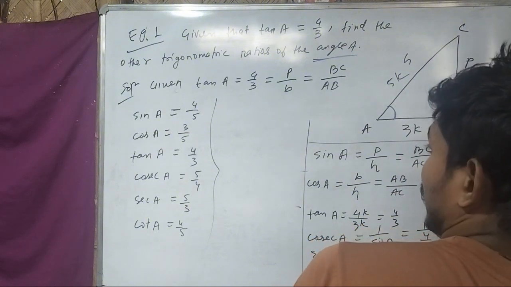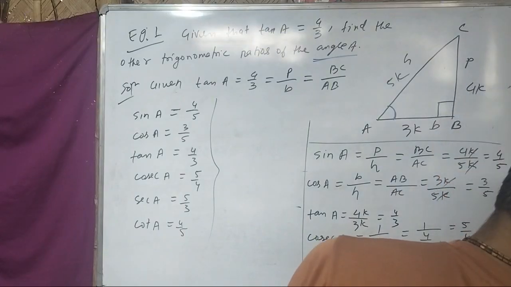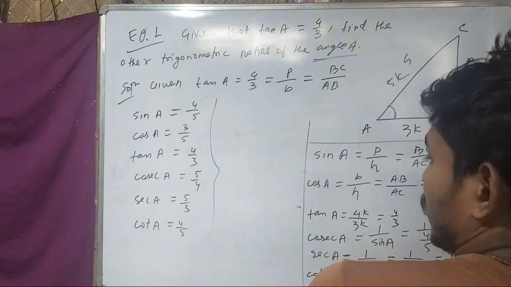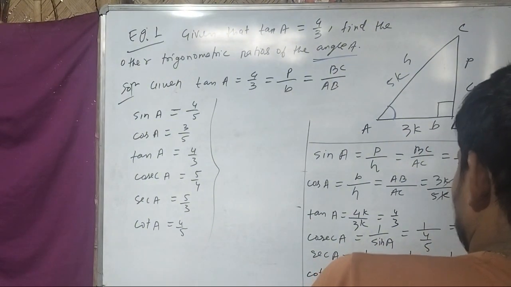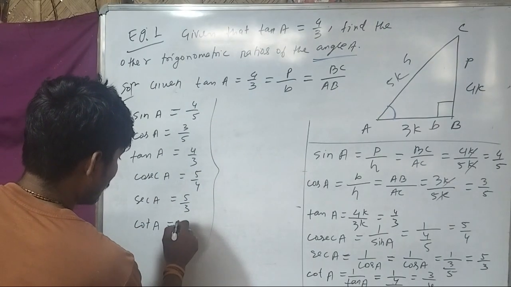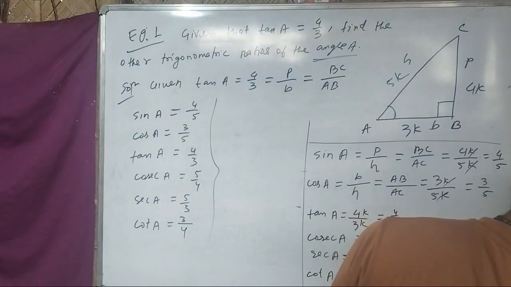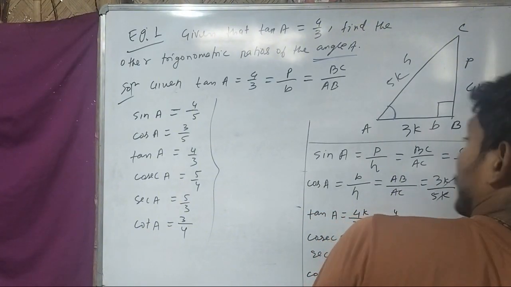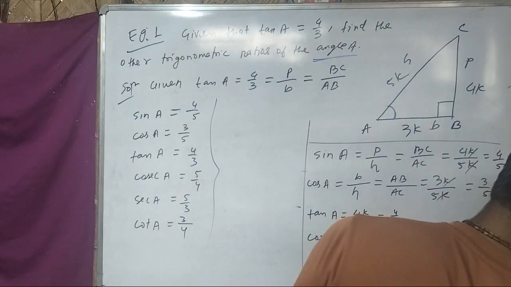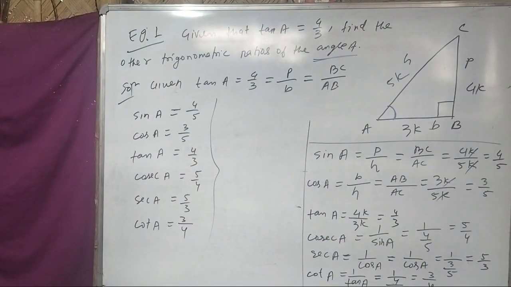Okay, sin A I get 4 by 5, cos A 3 by 5, and then cot A is 3 by 4. Cosec is 5 by 4, and sec is 5 by 3. So these are all the trigonometric ratios. I hope you have understood how to find them.